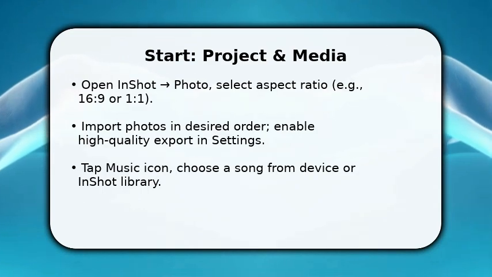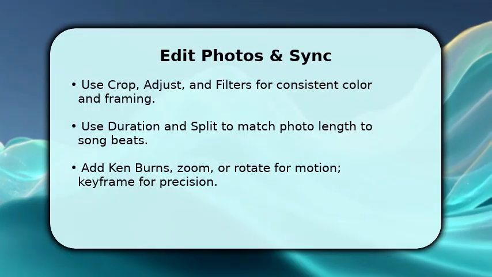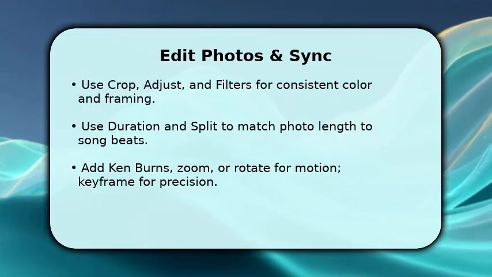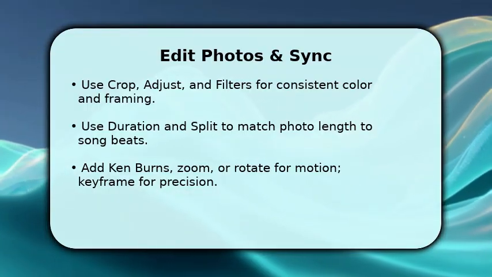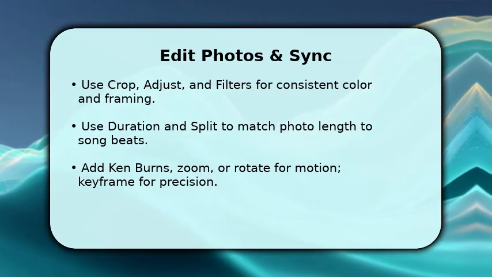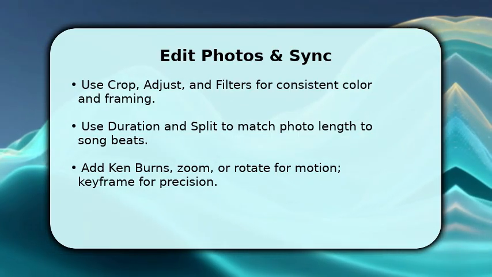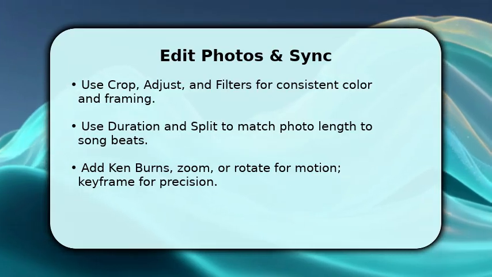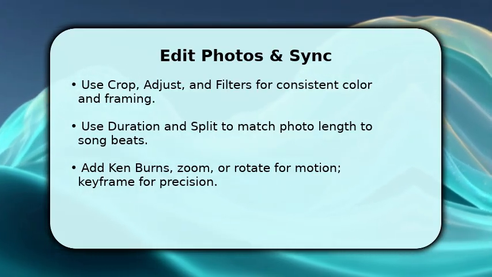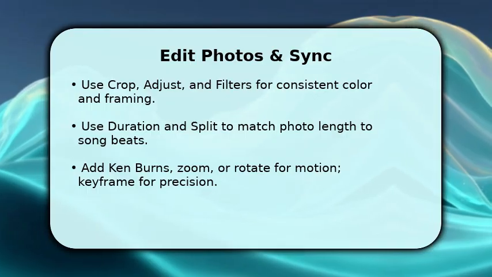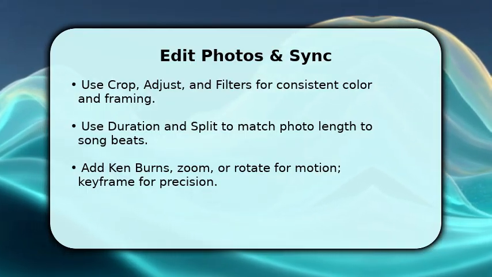Now you refine each photo and synchronize it with the song for rhythm and flow. You should crop, adjust exposure and color, and apply a matching filter across images so the sequence looks cohesive. Use duration to set how long each photo shows and split to cut at beat points. This aligns visual changes with the music.